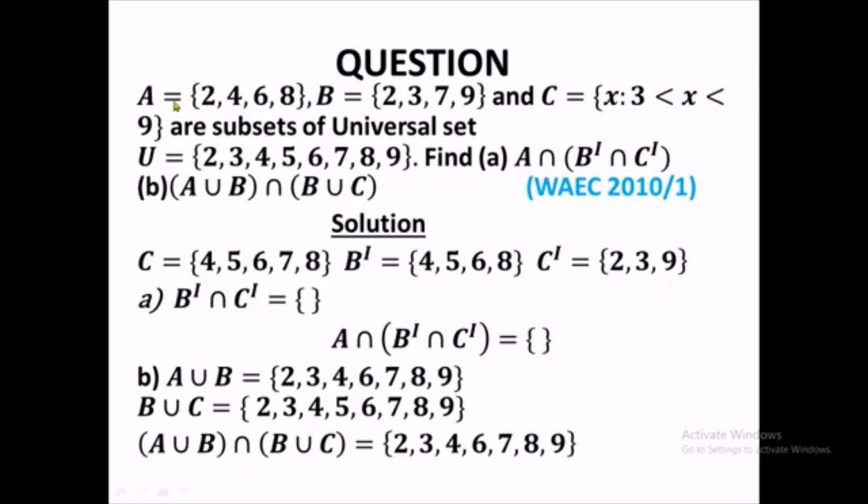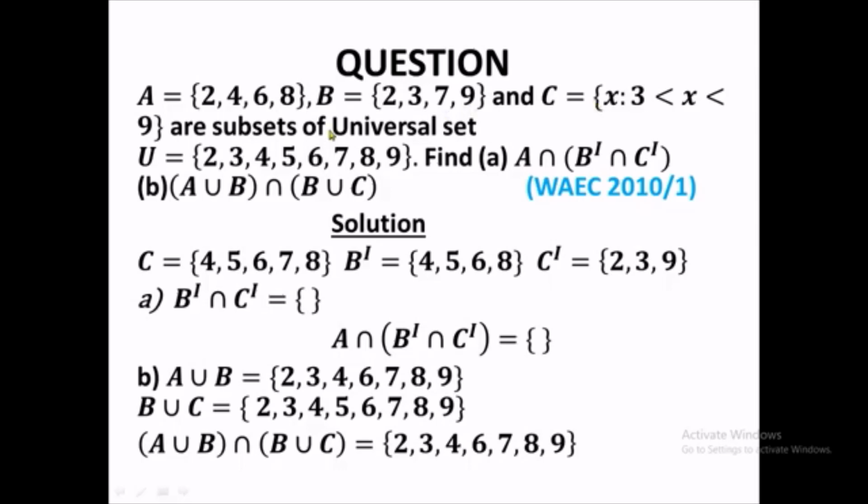The question says that you have set A having elements 2, 4, 6, 8, set B having elements 2, 3, 7, 9, and set C having elements X, such that 3 is less than X less than 9, are subsets of universal set U, having elements from 2 to 9. If you look at these sets now, set A and set B, we know their elements, but the elements of set C are not given. So we are the ones that will try to list the elements ourselves.